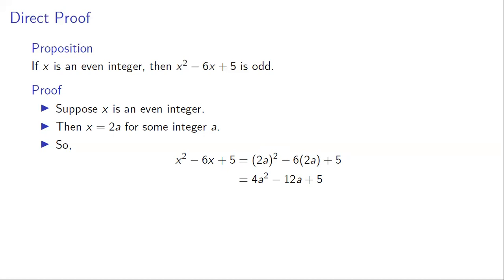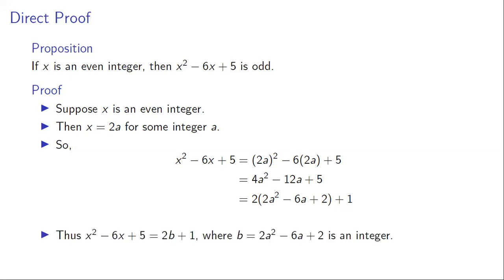Now we want to get this in the form of an odd number. So here's how we do it. 2 times 2a squared, so that's 4a squared. And then minus 6a, so that's 2 times 6a would be 12a. And then 2 times 2 would be 4, so that's in parentheses. So 2 times that parentheses, and then plus 1. So again, we have 2 times 2, that's 4, plus 1, so that's a 5. All right, now this is in the form of an odd number.